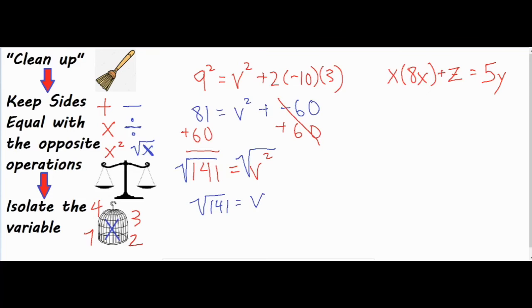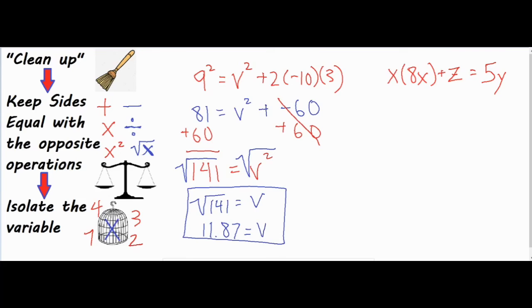If you want to plug it in and then turn that into a decimal, you can call it 11.87 as your v. Okay, that's a little bit more of an approximate answer, and then this is the exact value. Okay, so let's go to our very last one.